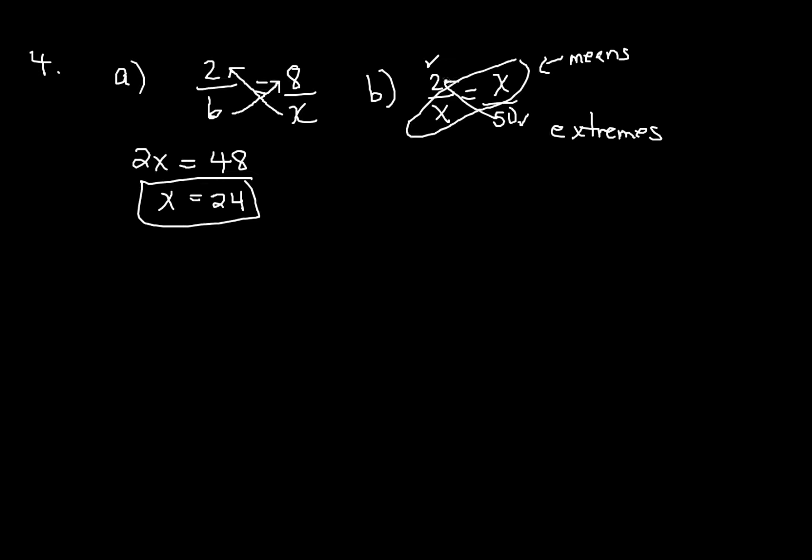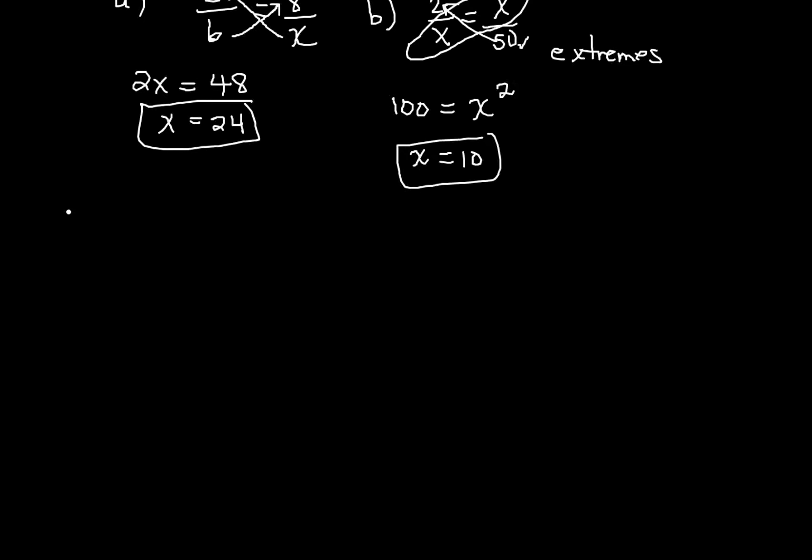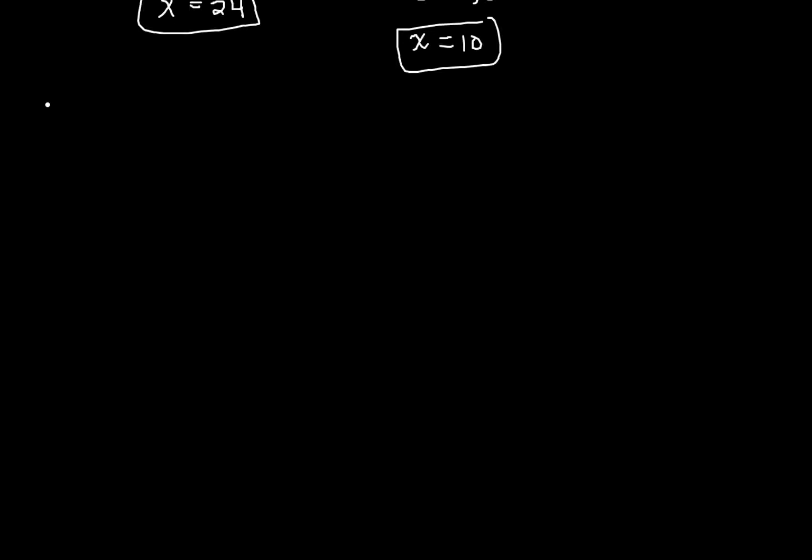Okay, so we're going to cross multiply. We're going to take 2 times 50 and get 100. X times x is x squared. X has to be 10. And that's that. So let's hit another one. They get a little bit more complicated, so that's why I'm going to keep going here.